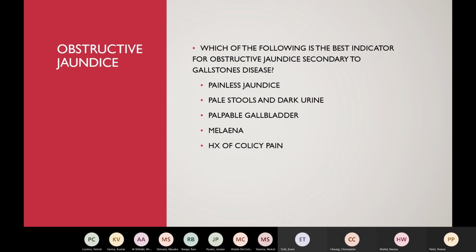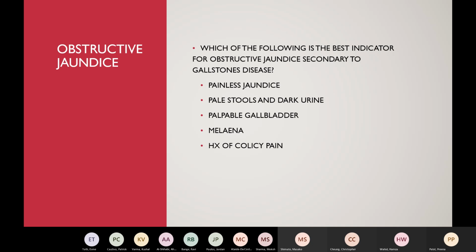Okay, feel like everyone's voted. So does anyone want to explain why they picked number 2, pale stools and dark urine? You don't have to, but no. Okay.